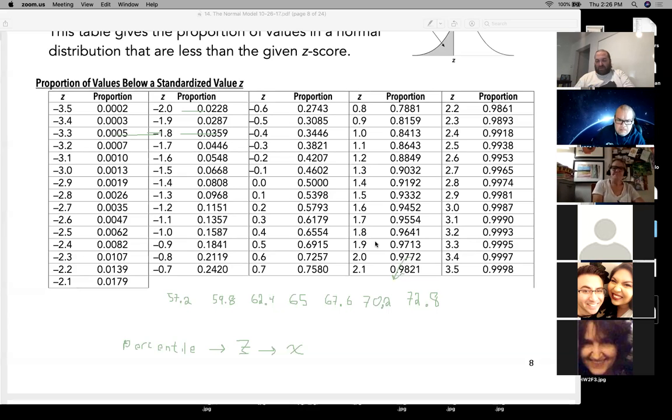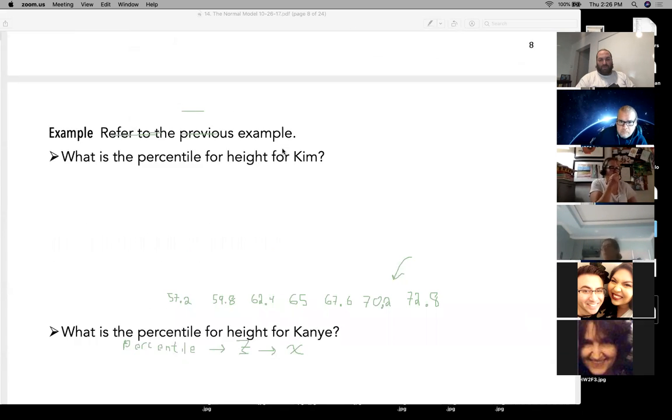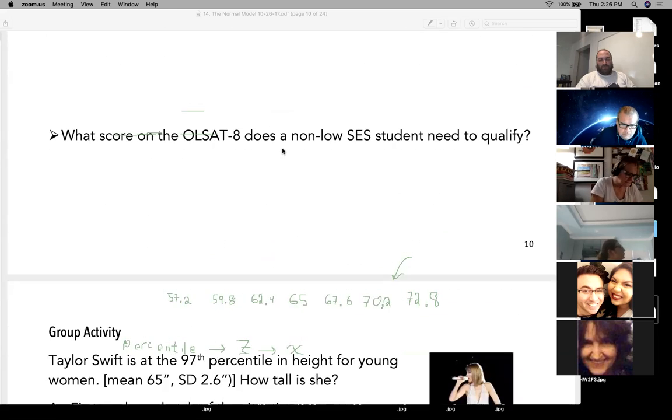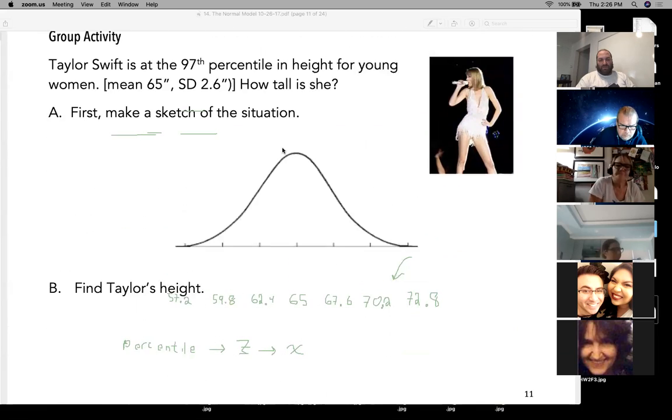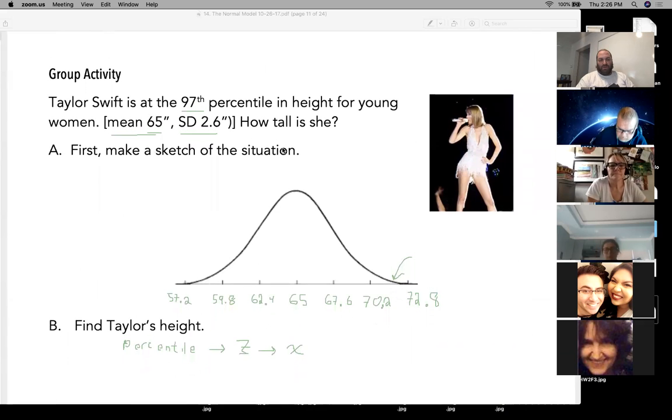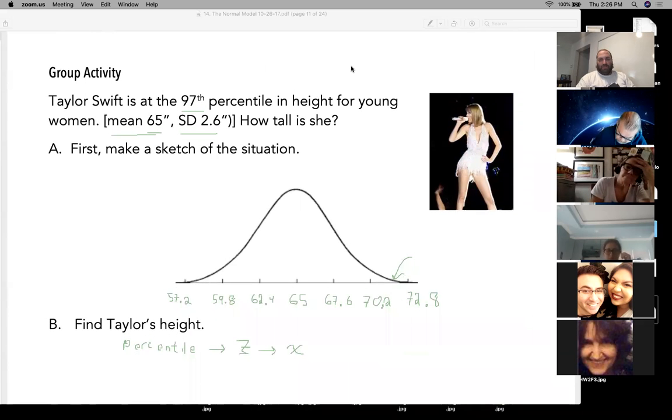I'm going to go to my calculator here and do it on my calculator. I'm just curious, 0.97. 1.88079361. So 1.88 seems like a really good value to use. Okay. So from the sketch, we see that her z-score is 1.88.